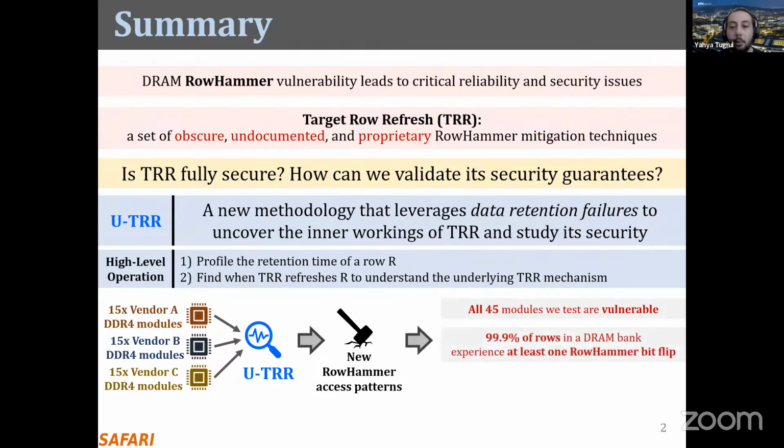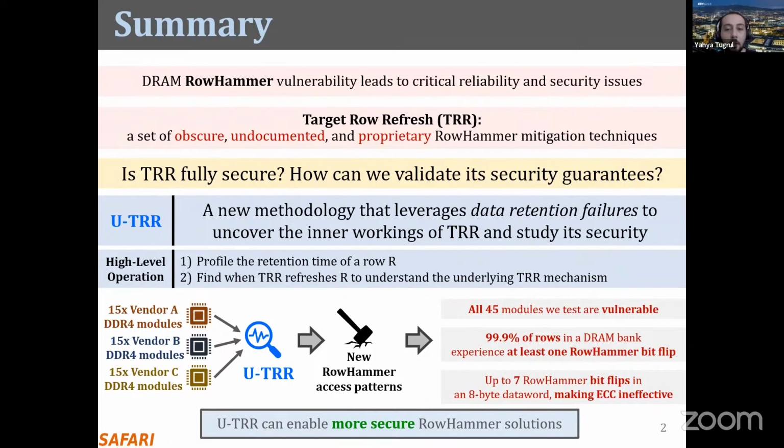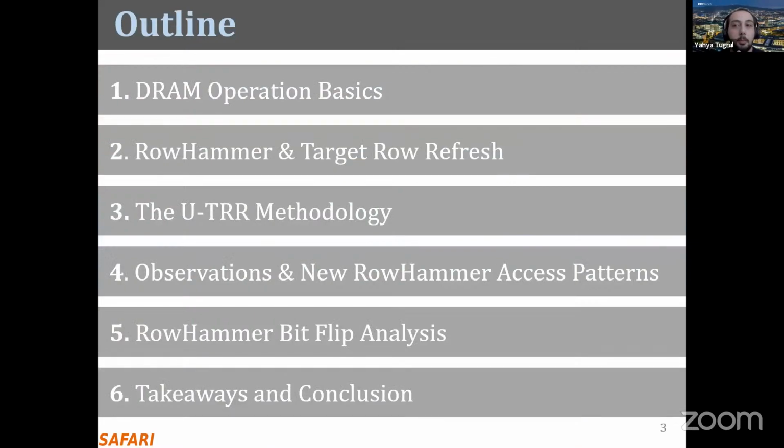Second, in many modules, almost all of the rows exhibit at least 1 RowHammer bit flip. And finally, our access pattern can cause up to 7 RowHammer bit flips in an 8-byte data word, making ECC ineffective. So we believe that U-TRR can enable more secure RowHammer protection mechanisms in the future. This is the outline of my talk, and let's start with basic DRAM background.